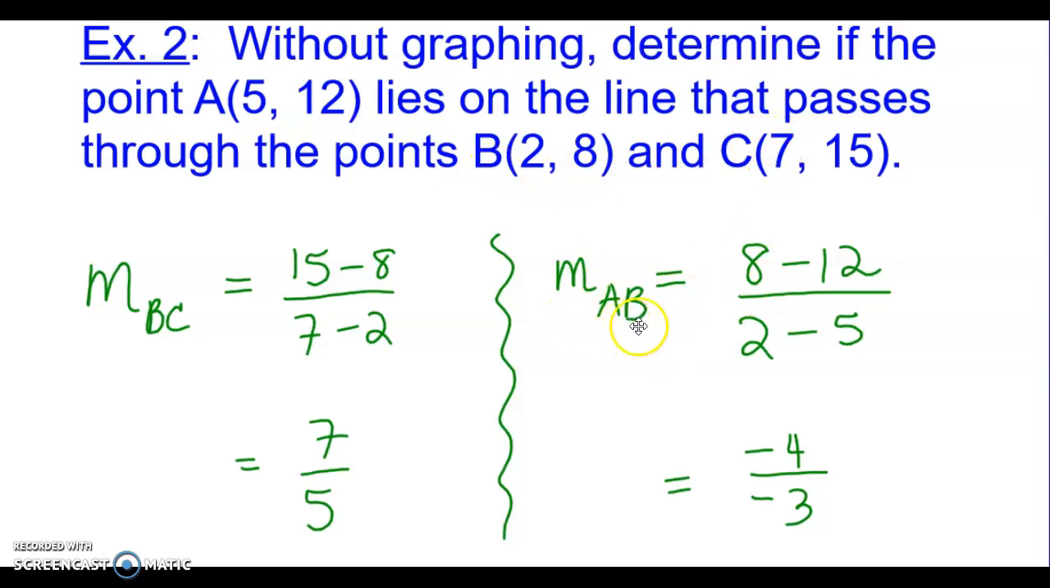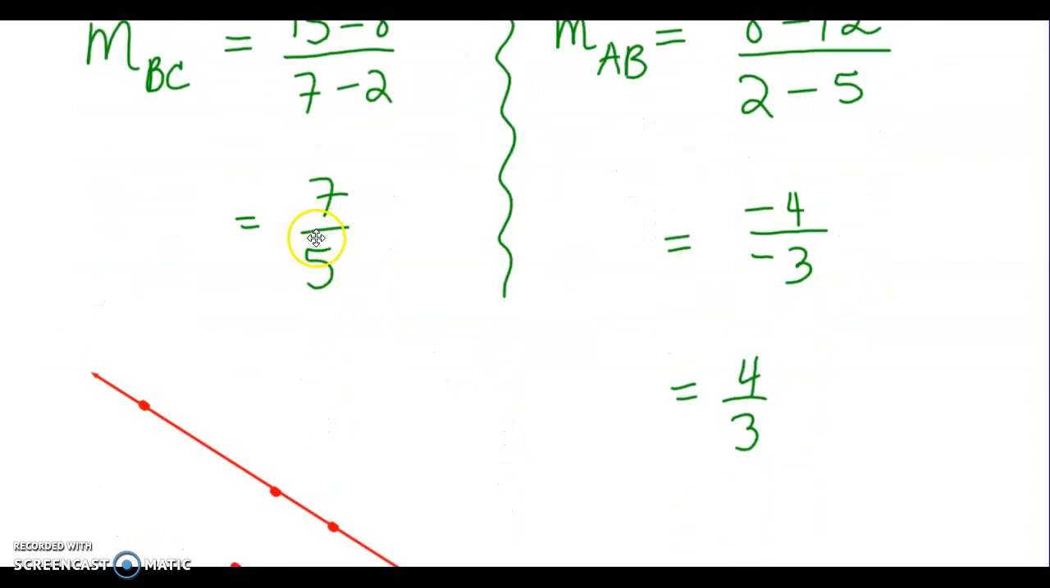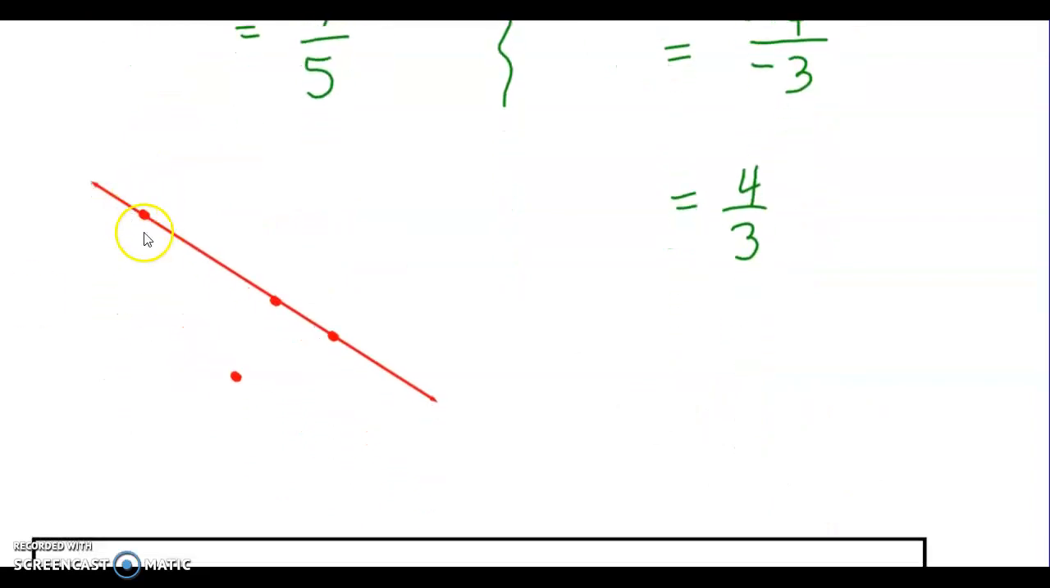So now let's calculate the slope of AB. Again, using x1, y1, x2, y2, my slope formula, I end up with negative 4 over negative 3, which reduces to 4 over 3. So these 2 slopes are not the same, which tells me that in fact the 3 points do not lie on the same line. Okay, it has to be sitting out here, that point A.